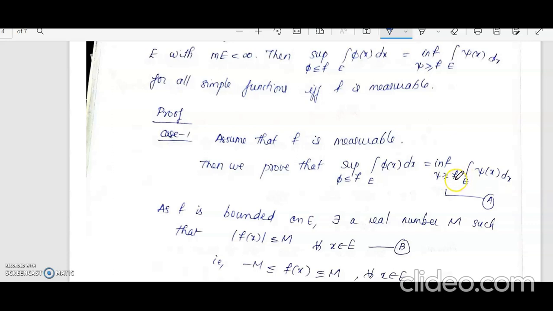Now you are given that f is defined and bounded on a measurable set E.